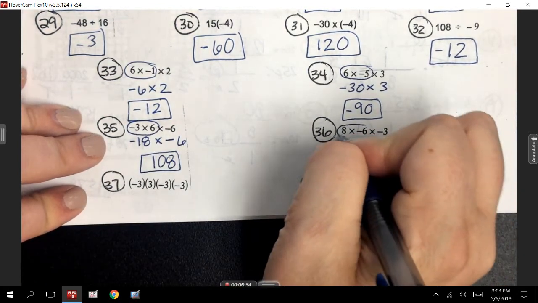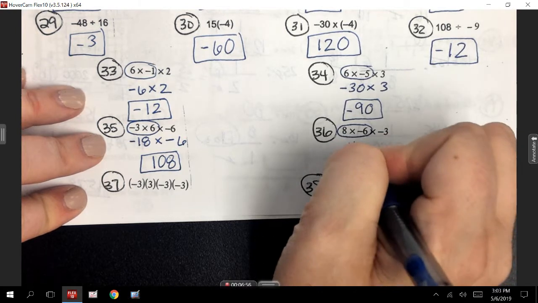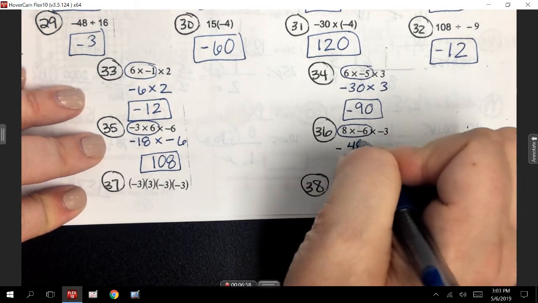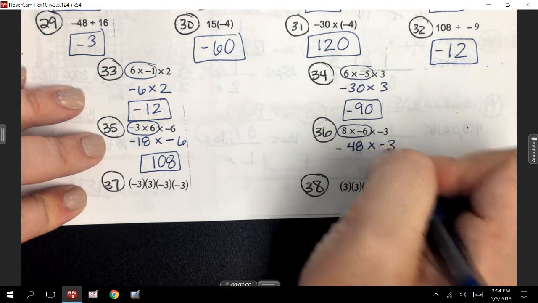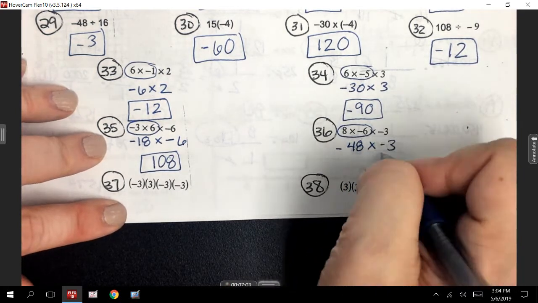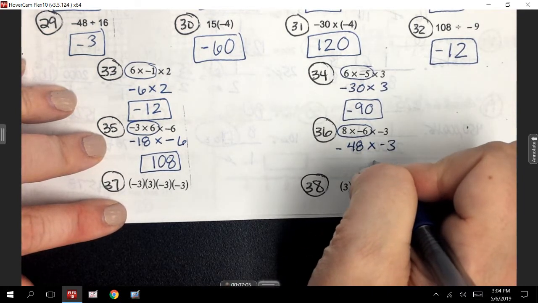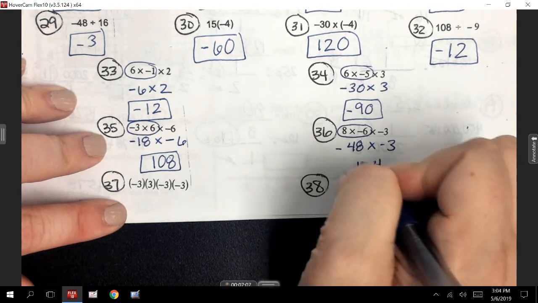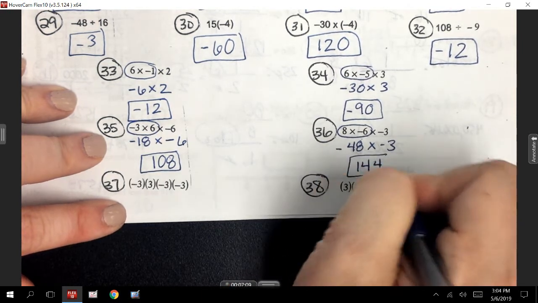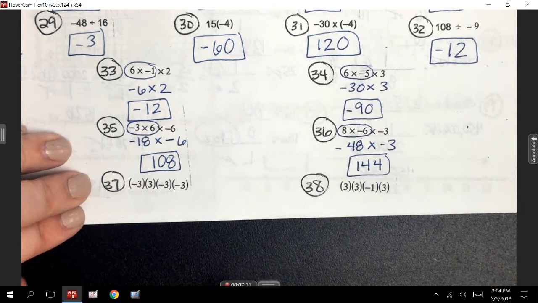All right? 8 times 6 is going to give me 48, and it's negative because those two have different signs, times negative 3. Now I'm going to do 48 times negative 3, so 8 times 3 is 24. That's going to be 144, and it's positive since those now have the same sign.